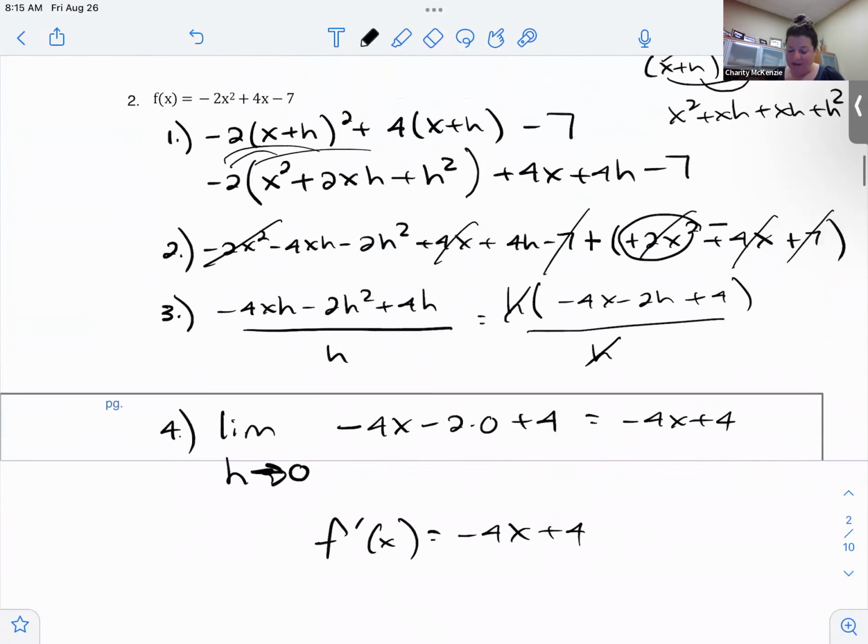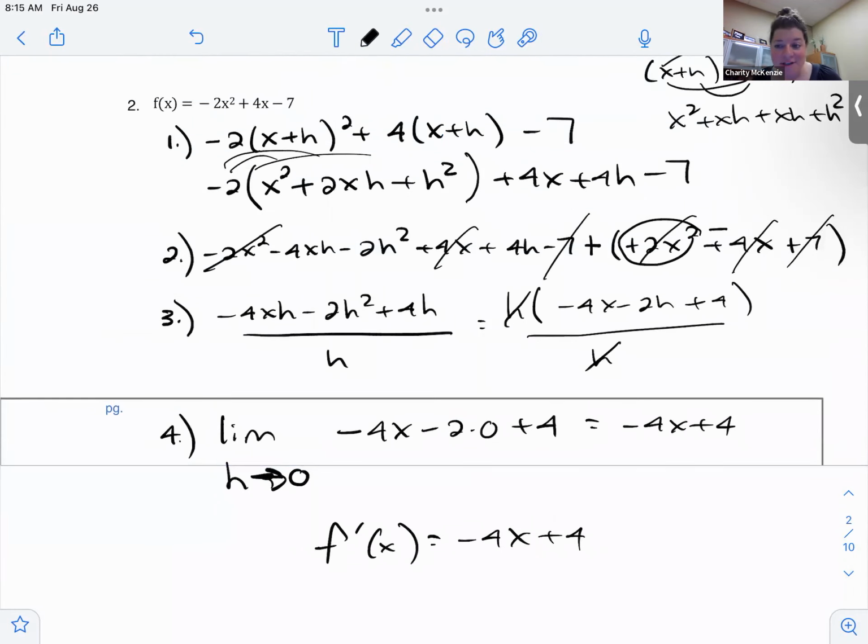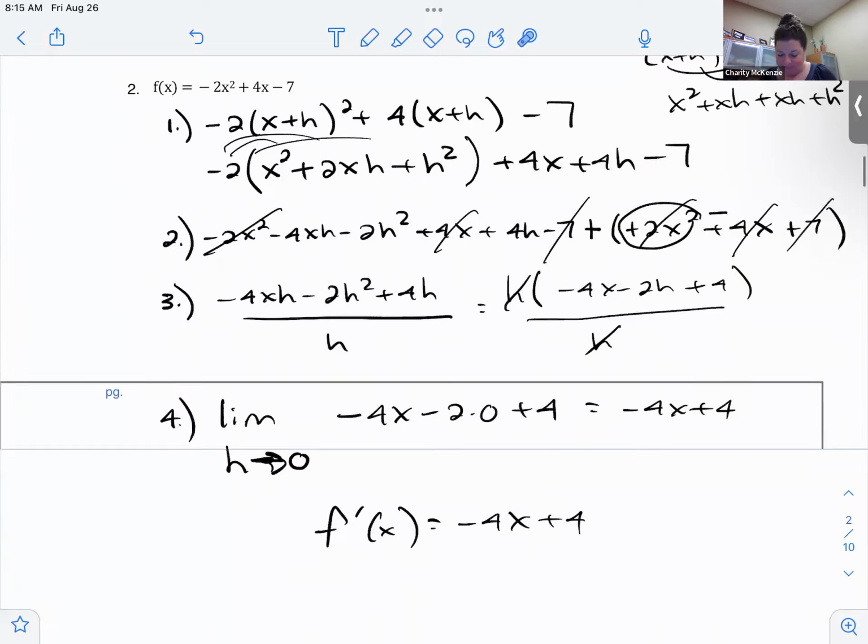Okay. So just go slow, watch your algebra, make sure you don't subtract and add the wrong things. You can really catch a lot of your errors when you don't cancel. When things aren't canceling, you realize, oh, I did something wrong.